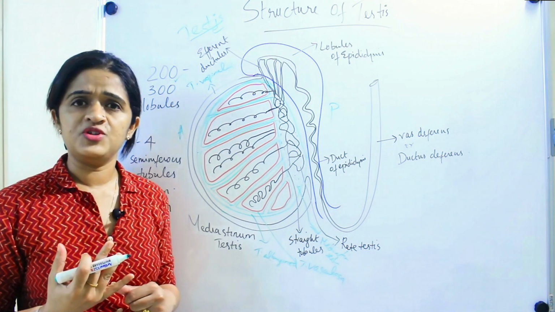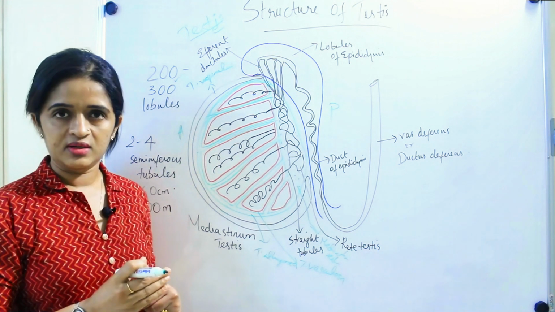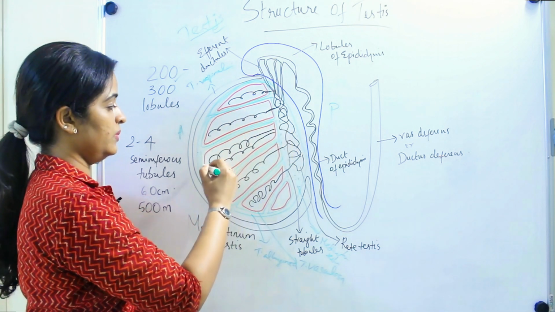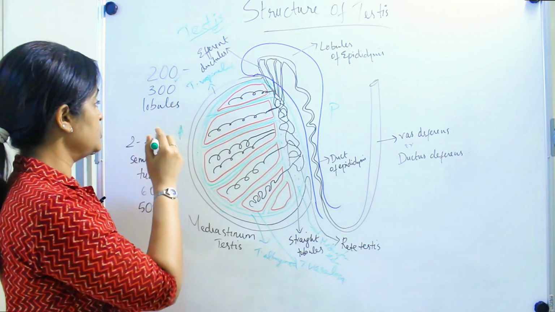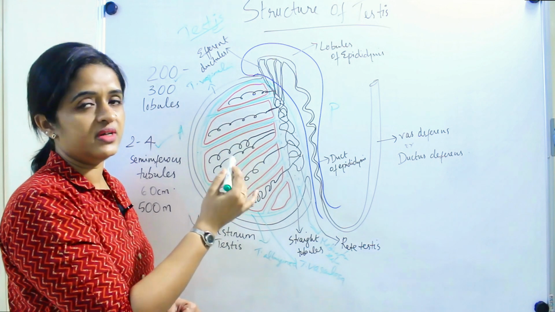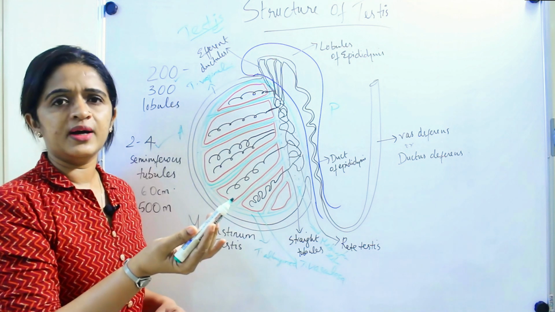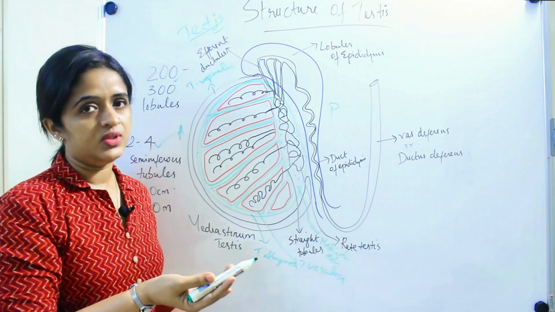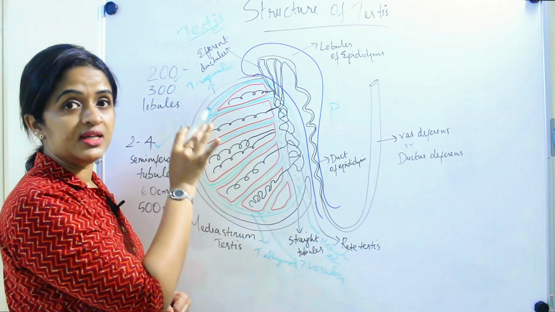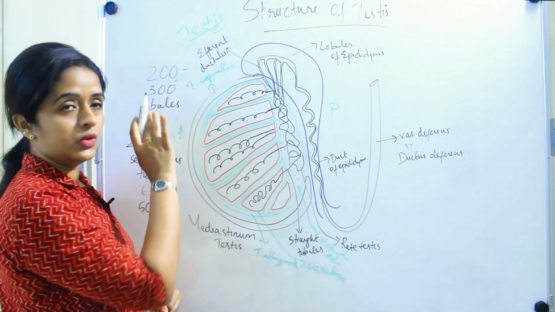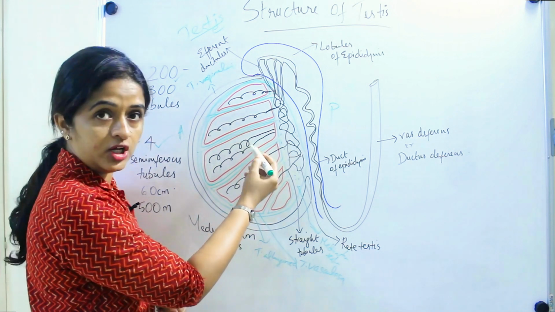Now, what are the structures which you are going to visualize in each lobule? We have already mentioned there are mainly 200 to 300 lobules. So, consider one single lobule. If you examine one single lobule, we can see up to 2 to 4 coiled seminiferous tubules, and we know they are lined by the germinal epithelium, which gives rise to the spermatozoa. So the coiled seminiferous tubules are seated in each lobule.